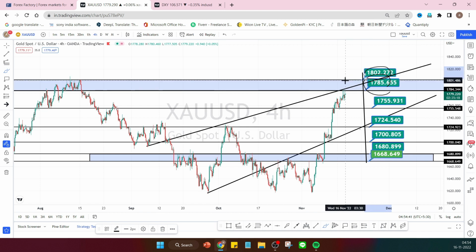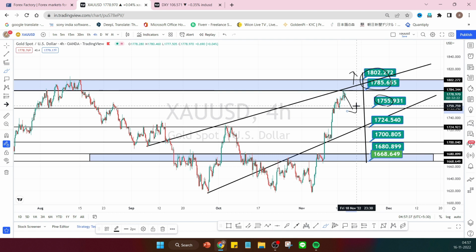And only when the price action breaks this resistance level, we can expect the bullish side retracement to start in 4 hours time frame. And if the price action breaks the support level of 1755, next level of support is going to be around 1724, 1700, 1680 and 1668. So I would recommend you to wait for the price action to break this resistance zone if you want to freshly enter into the bullish side retracement.